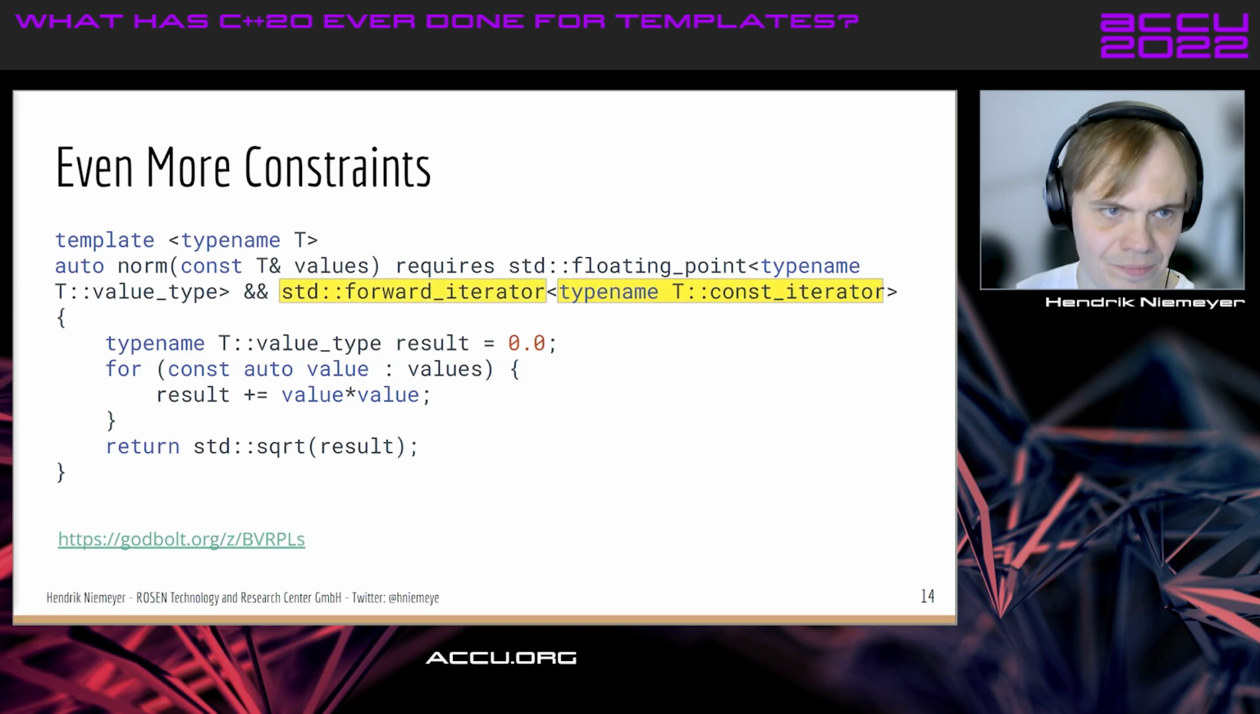And we combine that with another concept, which checks whether T has an inner type value_type, which is checked by a concept to be a floating point type. And this works out and works well. It checks what we want.